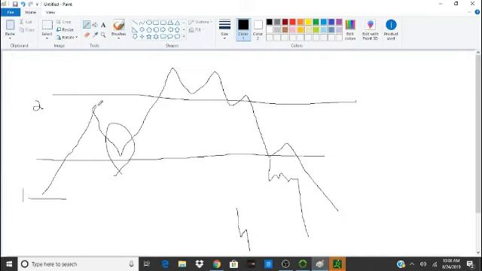I'll just come up here. We know that this is a resistance point. I'll just get in somewhere around this line, and I'll look to get out around this line. If it breaks this line, I'll get in back at this line, and I'll get back out at this line. And I'll just do that all day, and it just adds up slowly but surely.